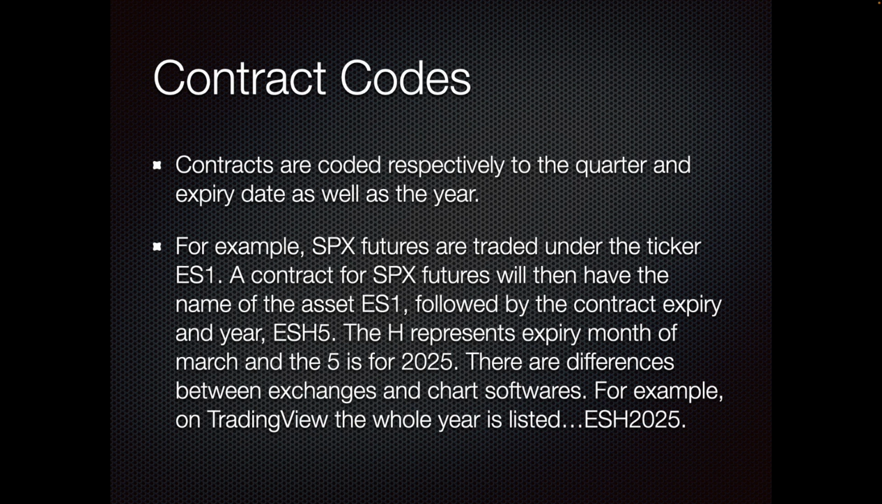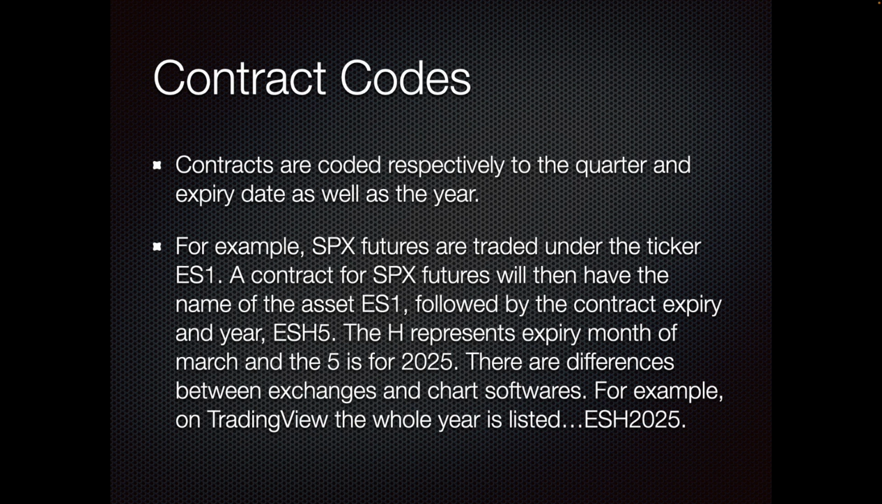So for example, the ES1 or the ES mini, you'll notice it sometimes written as ESH5, depends on what exchange you're on and depends what chart software you're using. So the ES obviously represents the ES mini. H represents the expiry month, in this case March, and the 5 is for the year 2025.